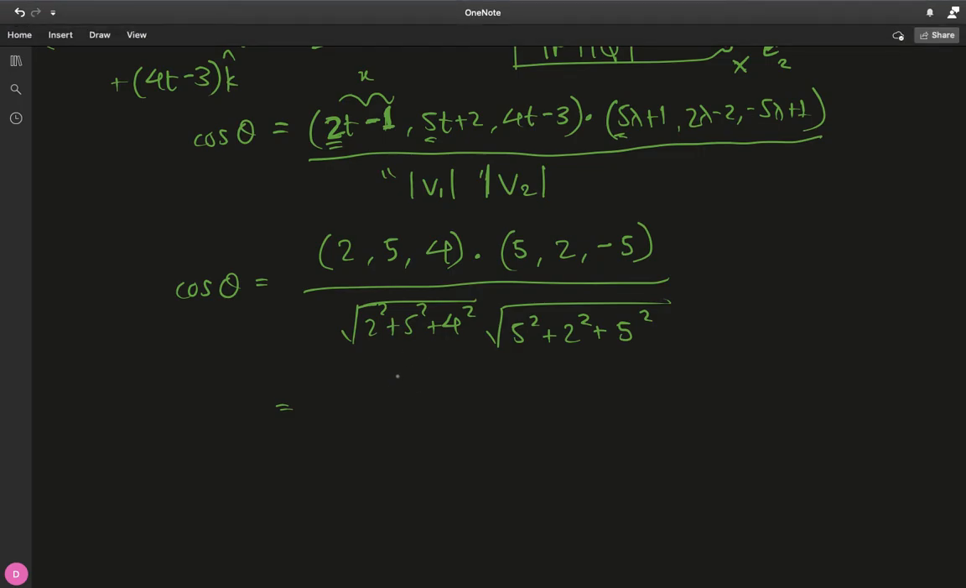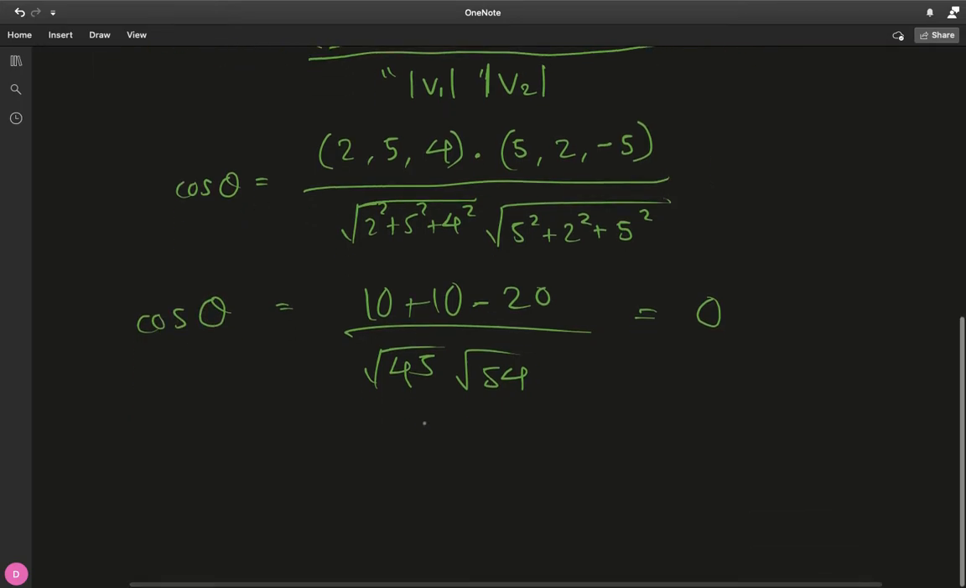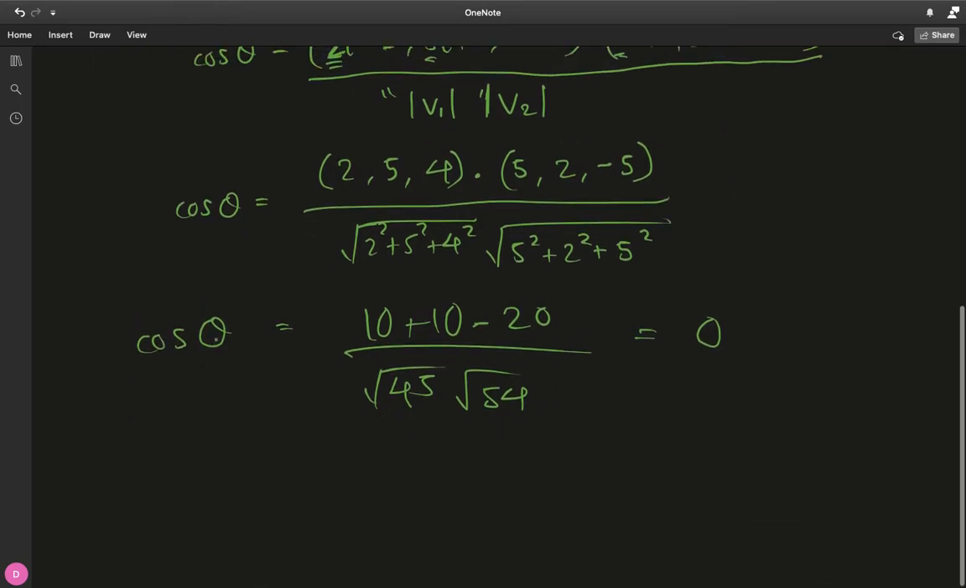So now calculating the dot product, we have 5 times 2, which is 10, plus 5 times 2, which is 10, minus 5 times 4, which is 20, divided by square root 45, square root 54. And because of this, 20 minus 20, the entire thing becomes 0. So cosine theta is 0. And what elementary angle has cosine equal to 0? Well, theta will be pi over 2.